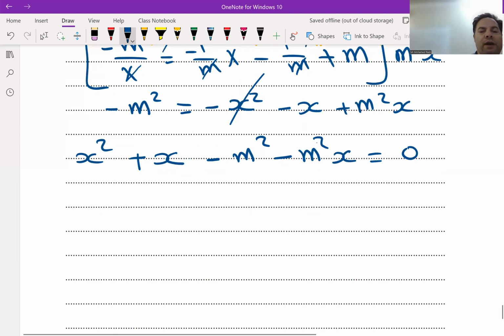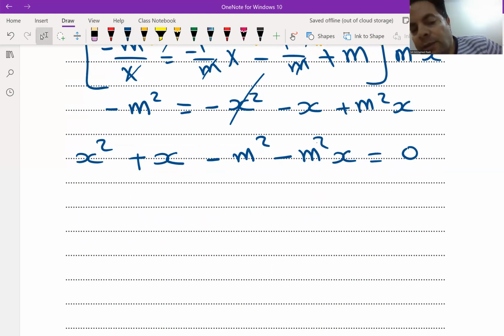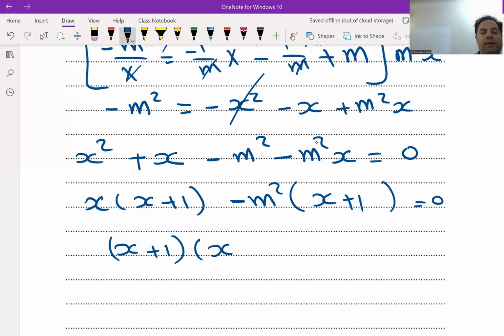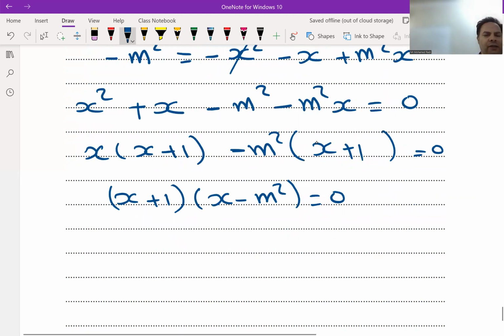How can I solve this kind of equation? We can solve it by factorization, by grouping, because we have 4 terms. The first two by taking x outside, so x(x plus 1). By taking minus m squared outside, it will be 1 plus x. So if we switch the order, it will be (x plus 1) equal to 0. By taking x plus 1 as common factor, you will get (x plus 1)(x minus m squared) equal to 0. After factorization, you get x is equal to -1.